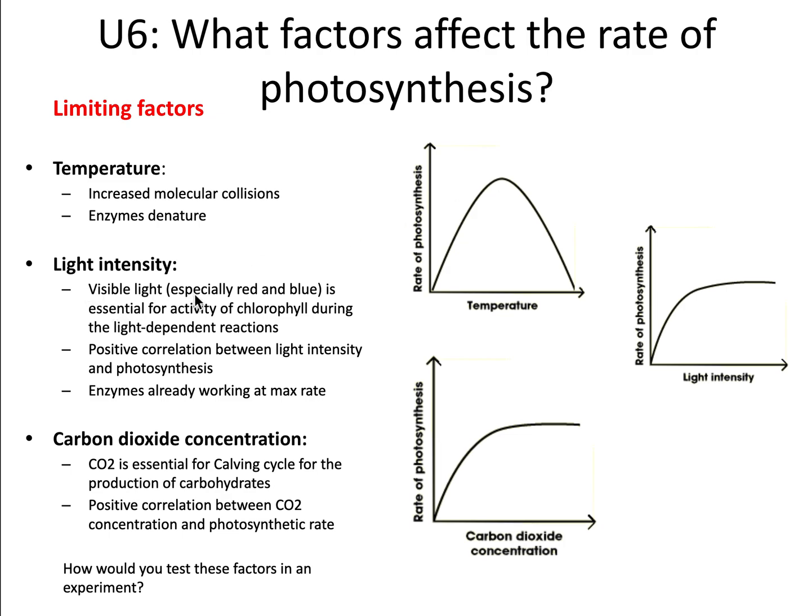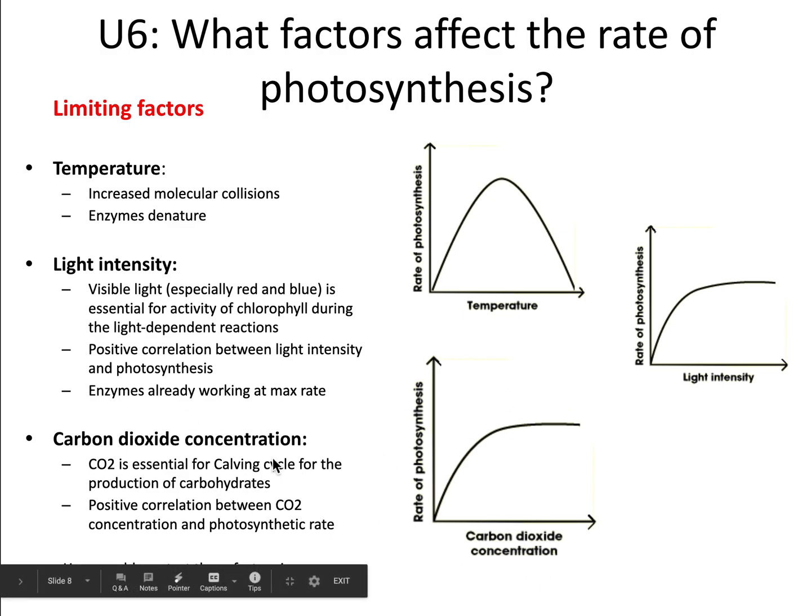Light intensity: visible light, especially the red and blue light, is essential for activity of chlorophyll during the light-dependent reactions. In this graph, you can see there is a positive correlation with light intensity. The increase in light intensity increases the rate of photosynthesis. Then enzymes are already working at their maximum rate at this point if it has a good light intensity, and eventually it plateaus out.